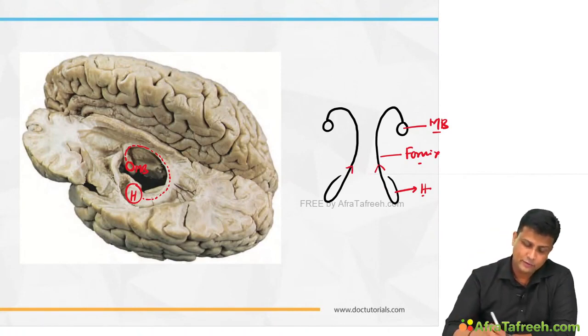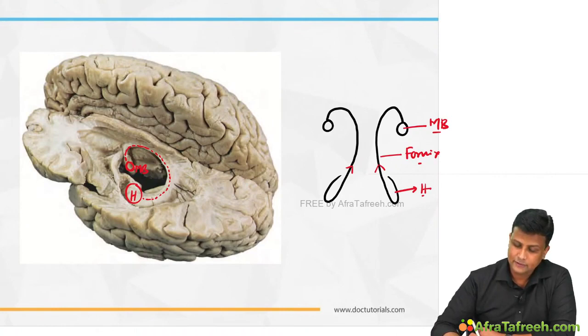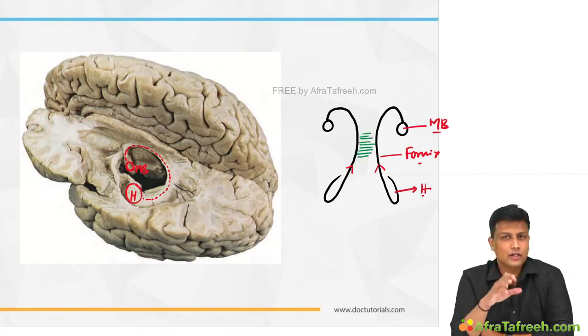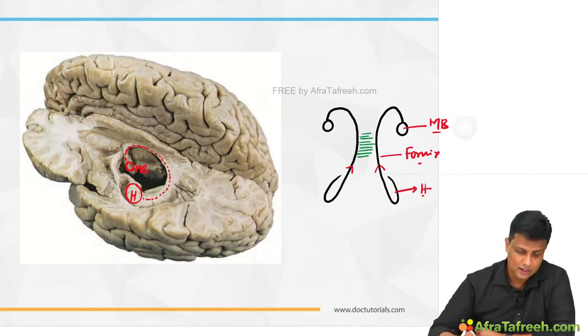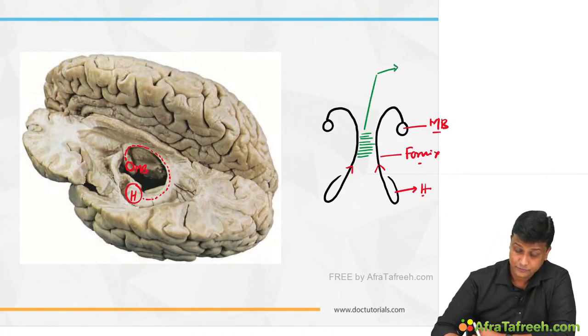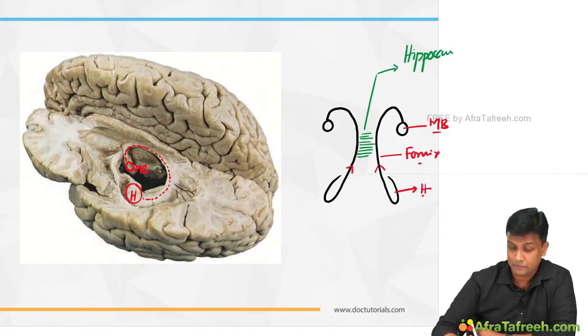Next, second point that you have to remember here is that the fornix on either side will be actually connected with the help of certain fibers. The fornix on the right will be connected to the fornix on the left with the help of certain fibers in the middle, and these fibers in the middle are nothing but the commissural fibers. And what is the name of these commissural fibers? Remember, it is hippocampal commissure. Understanding?